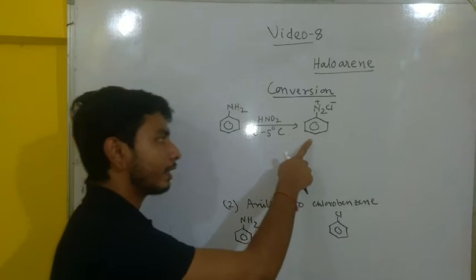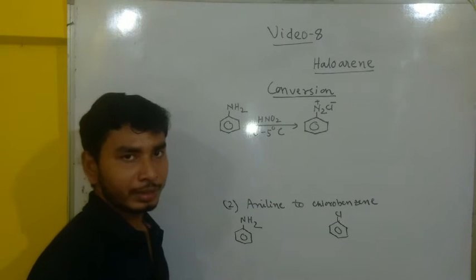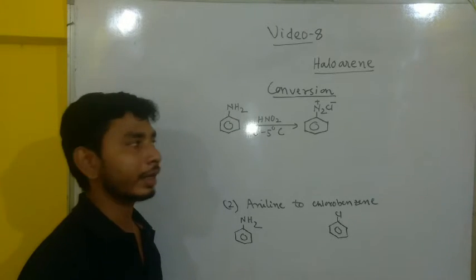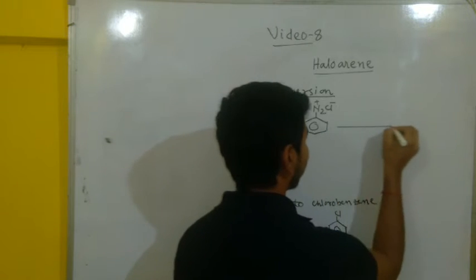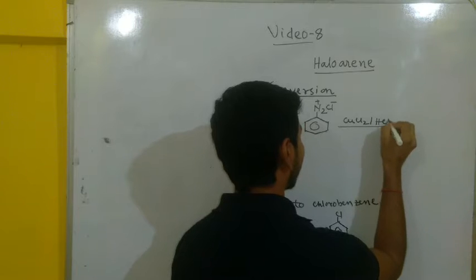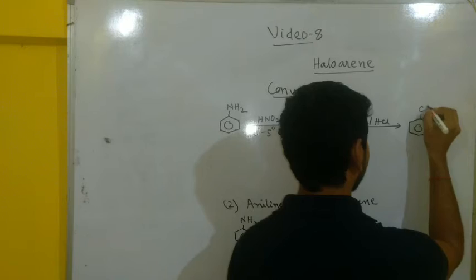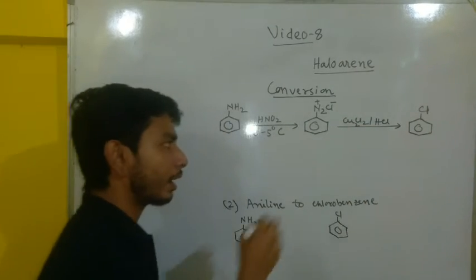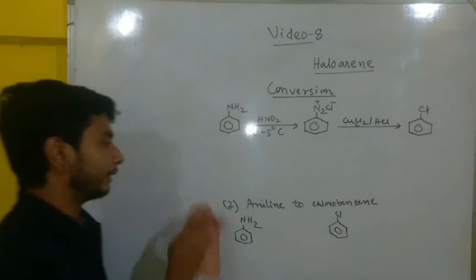From this benzene diazonium chloride, we can prepare chlorobenzene, bromobenzene, fluorobenzene, and iodobenzene. All types of haloarenes can be prepared from benzene diazonium chloride. When it reacts with Cu2Cl2 and HCl, we get chlorobenzene. Next, conversion number 3.